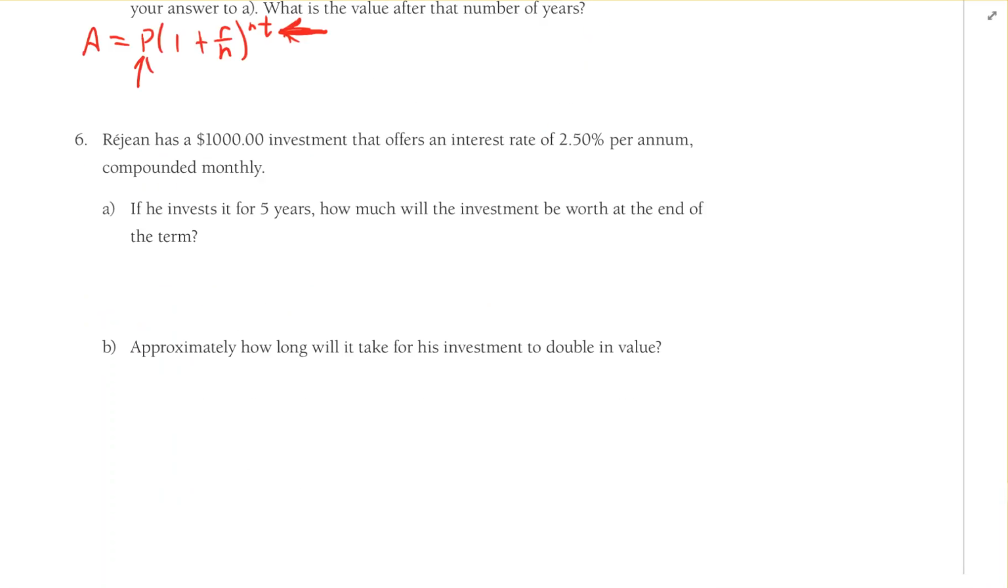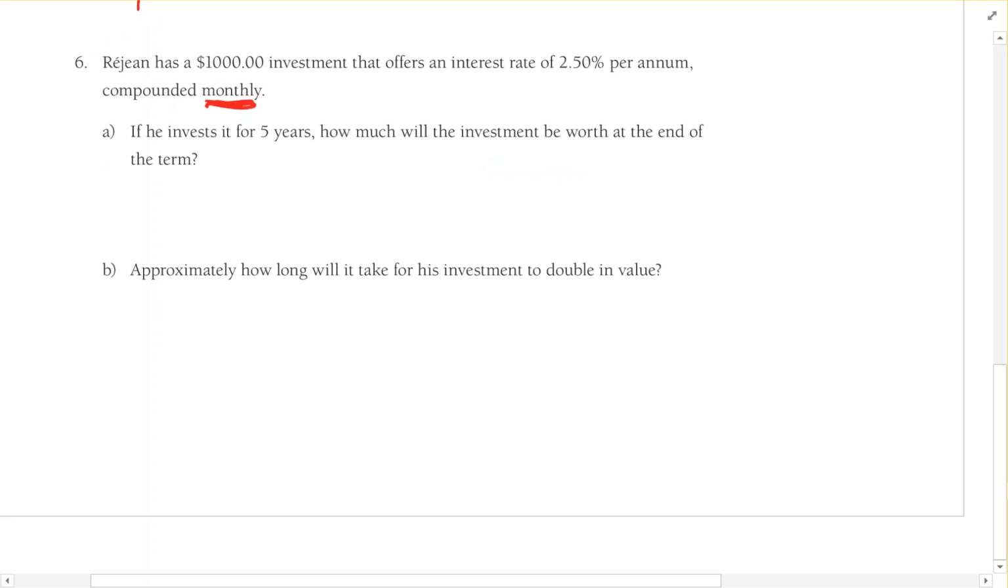Okay, number 6. Regine has a $1,000 investment that offers an interest rate of 2.5% per annum, compounded monthly. What does that mean? If he invests it for 5 years, how much will the investment be worth at the end of the term? So go ahead and answer 6A now. Okay, and then 6B says approximately how long will it take for his investment to double in value? So go ahead and answer 6B now.